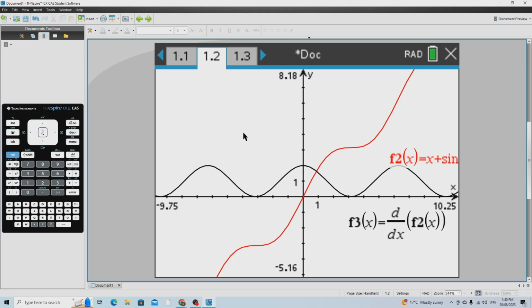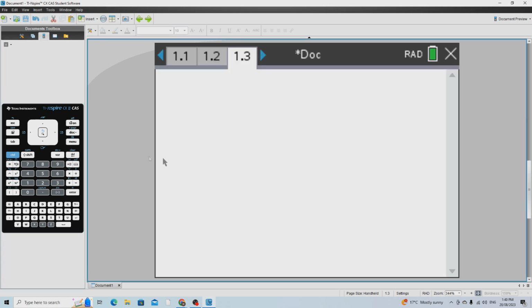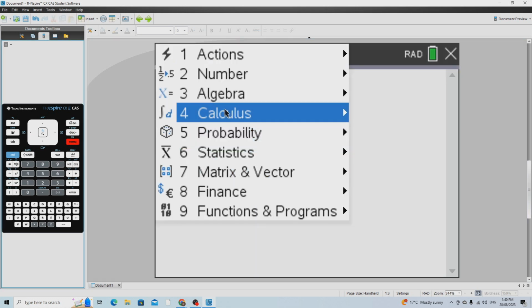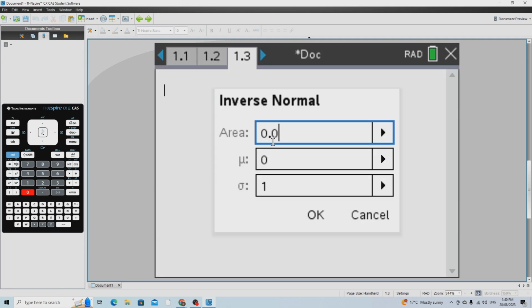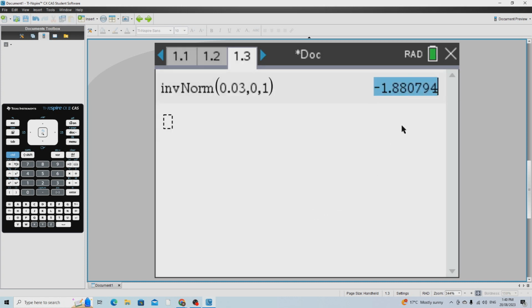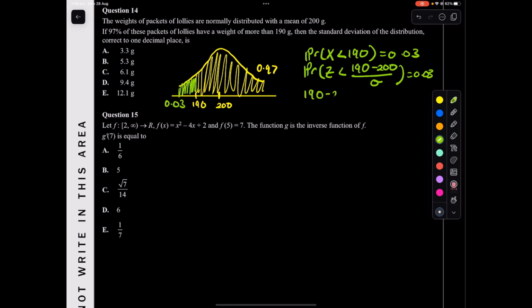Using your calculator, go on menu, then probability, distributions, inverse normal. And what is the area? Well, we know it's 0.03. Because we are using the standard normal distribution, our mean for this is 0 and our standard deviation is 1. Okay, perfect. We get this right over here. So we can equate 190 minus 200 over sigma. It must equal negative 1.880794 blah, blah, blah.